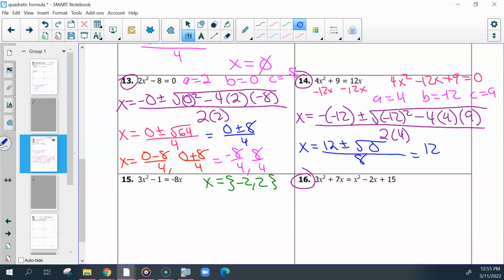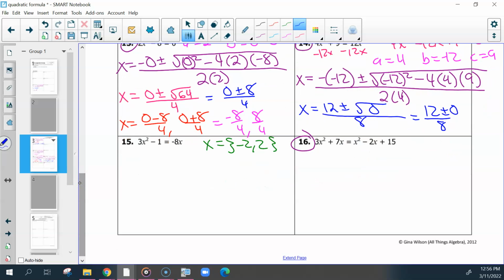Yeah, hold on one second. What is the square root of 0? 0. So in this case, when we had the 0 outside and we did plus or minus, we kept the 0 because we could see it change from a negative to a positive. Adding or subtracting 0 won't change anything to this, so we don't need to keep the 0 in this one. So this is just going to be 12 over 8, which can be simplified.